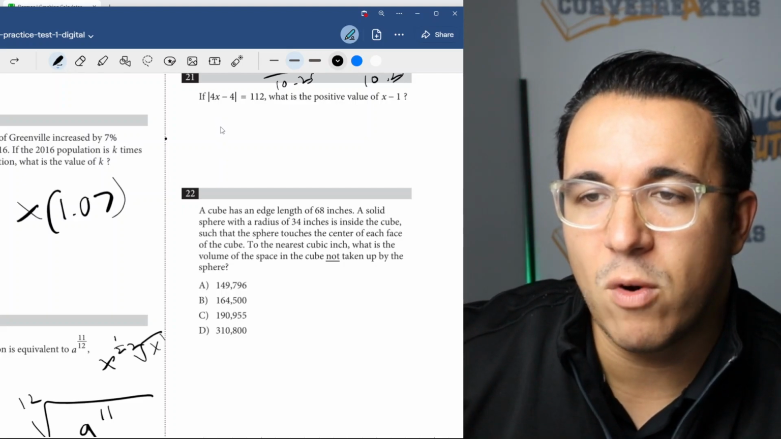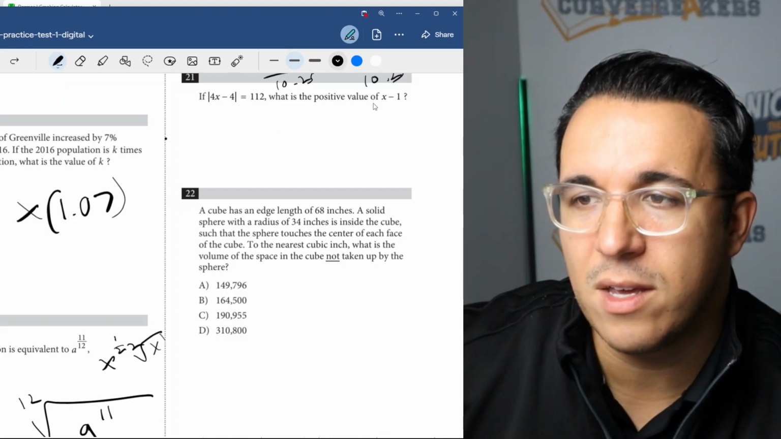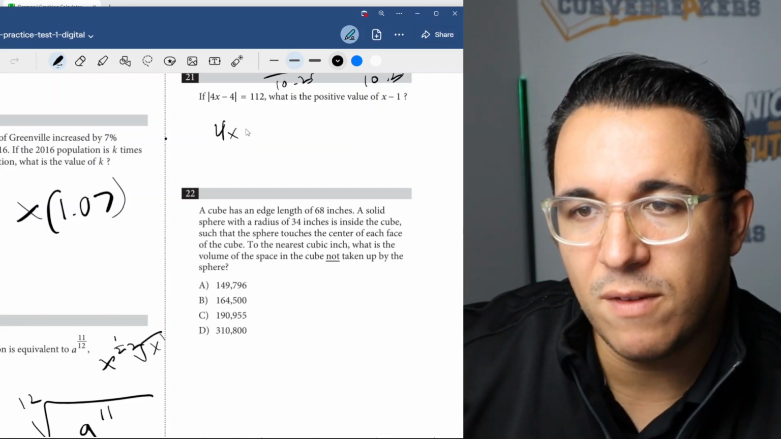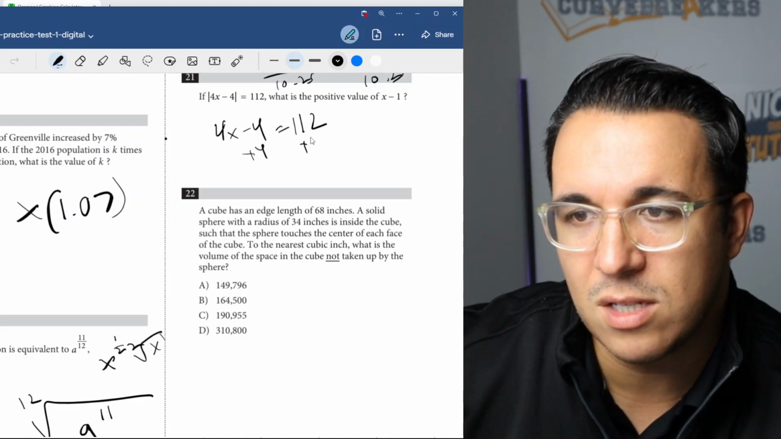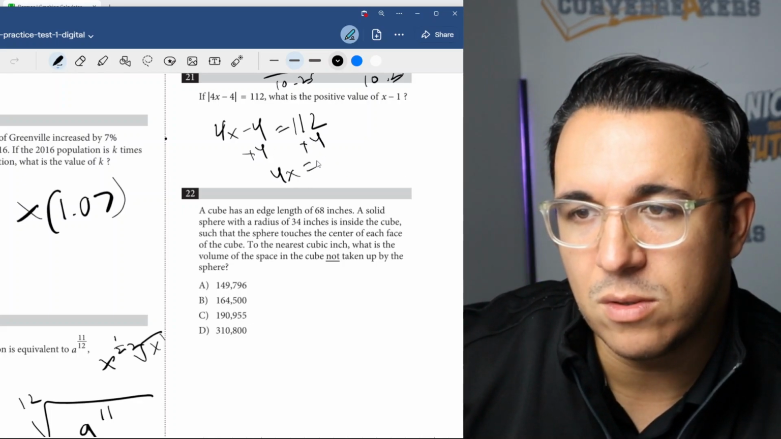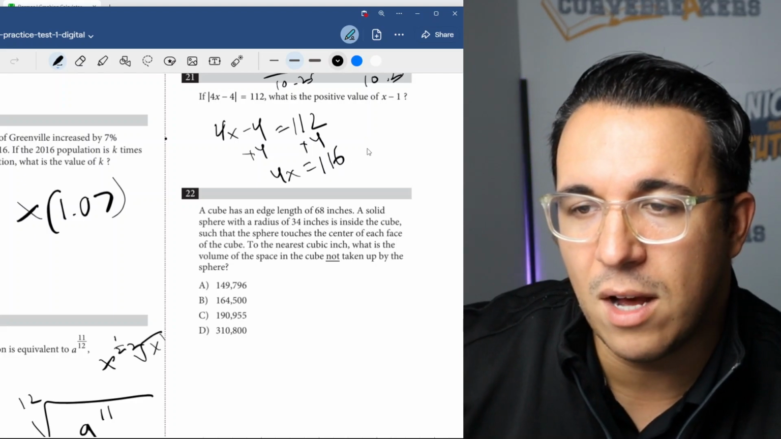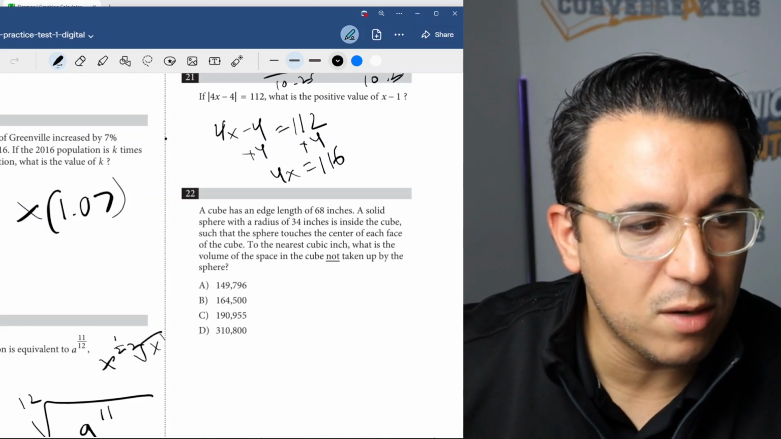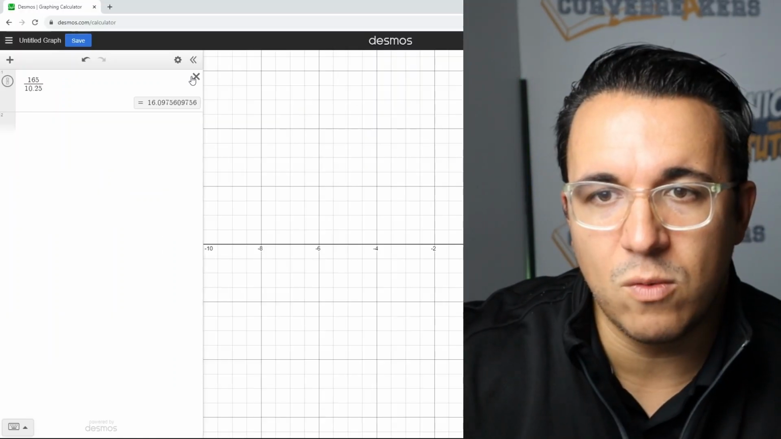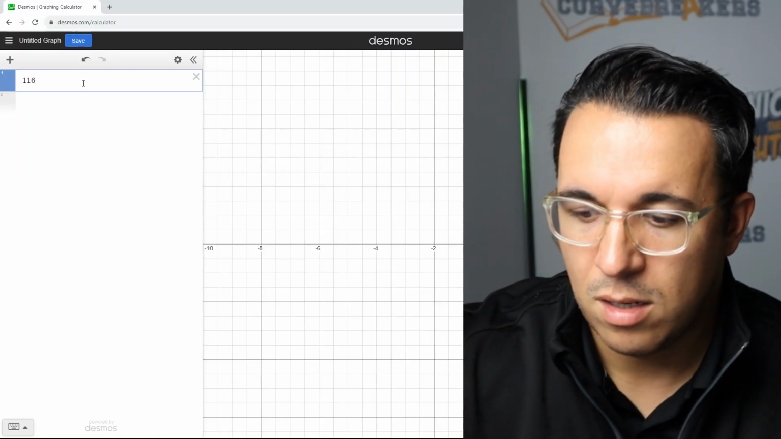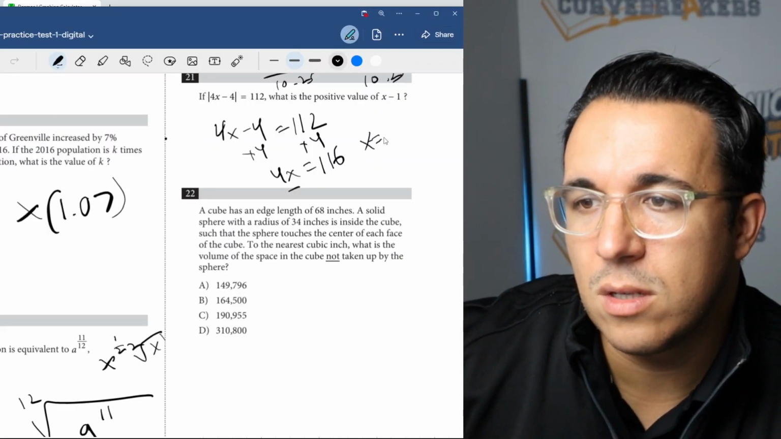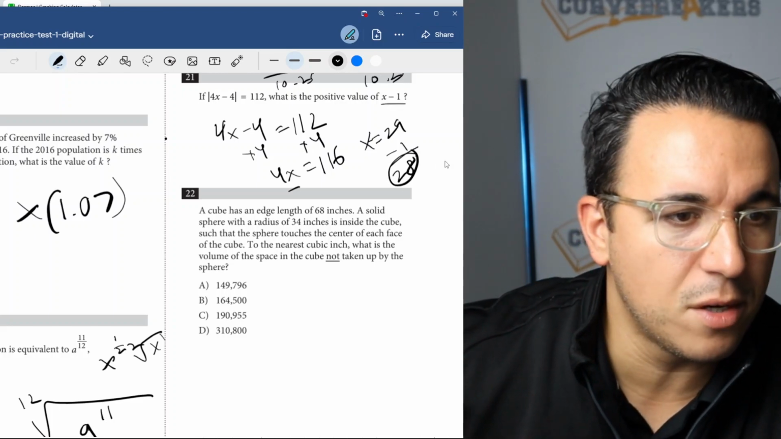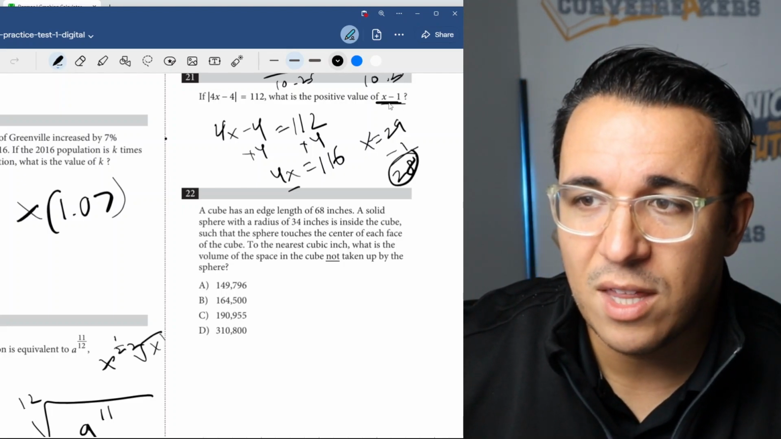If the absolute value of 4x minus 4 equals 112, what is the positive value of x minus 1? Now we want the positive value, so I think if we just drop the absolute value, we will get a positive value, because if we add 4 to each side, 4x equals 116. Now, I could do this by hand, but let me just check with Desmos. I want to make sure that I get this right. So 116 divided by 4 is 29. So we have x equals 29, but then they want x minus 1. So that's going to be 28 is my answer. You always have to be careful when they do something like that. That's an easy way to get one wrong.